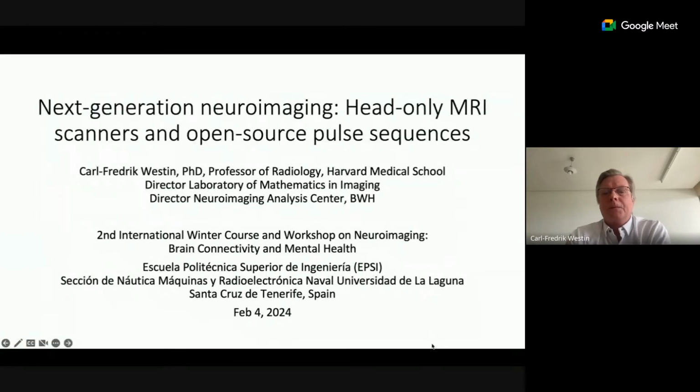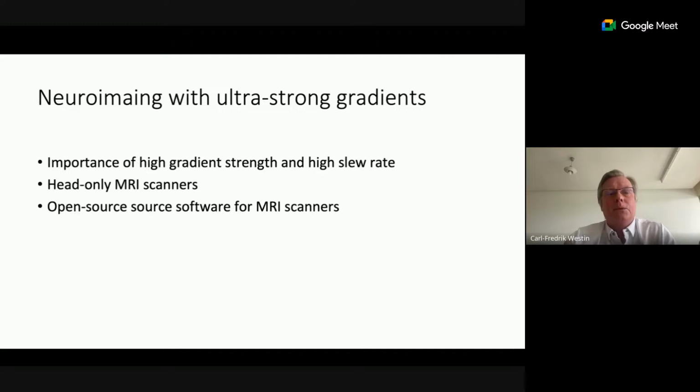Okay, good. So you saw many high-end advanced images from Nikos's talk. I'm going to talk a little bit about what kind of hardware you need to get to this kind of high-resolution imaging, especially three things. First, why you need high gradient strength and high slew rate. High slew rate means how fast you can ramp up to the gradient strength you want. You really need this for modern microstructure imaging.